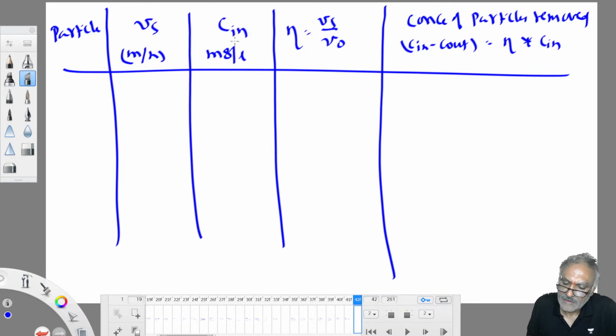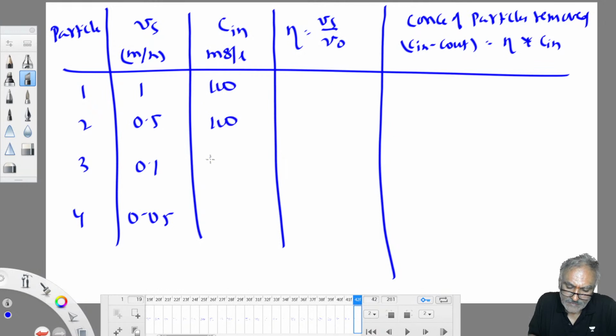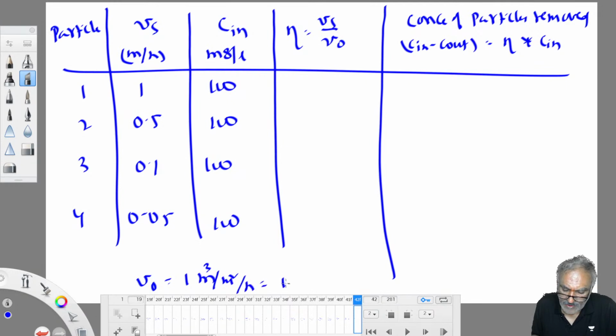Okay, let us see particles 1, 2, 3, 4. He has given settling velocity as 1, 0.5, 0.1, 0.05. C in is 100 for all. V naught is also given as 1 meter cube per meter square per hour, nothing but 1 meter per hour. So it is 1 by 1 into 100.